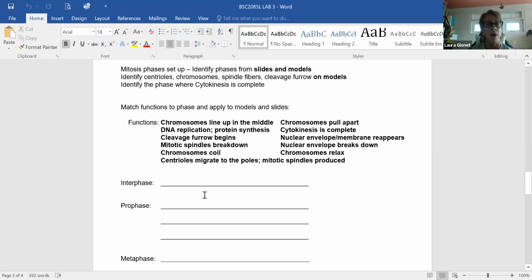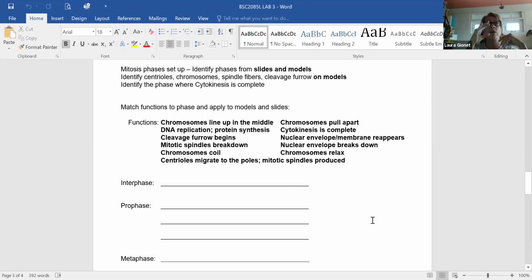All right. Then we have prophase. So 3 things are occurring in prophase. Chromosomes coil, that's one thing. Centrioles migrate to the opposite poles, and mitotic spindles are produced. That occurs. And then we have, where is the last one in here? The nuclear envelope. The nuclear envelope breaks down. All right, so the nuclear envelope breaks down. Right, so this is what happens.